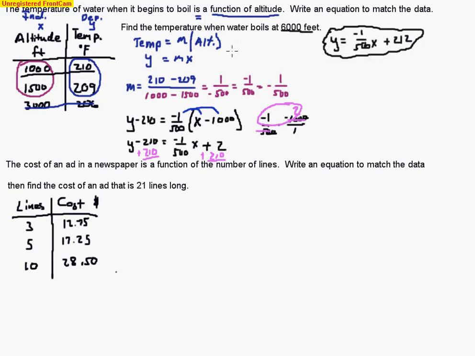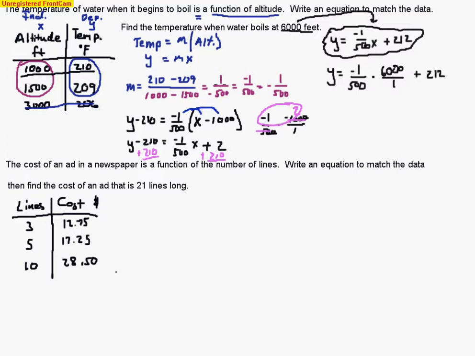Well, feet represents altitude. Altitude is the independent variable, so it doesn't matter what number of feet we pick. We can pick any number here, but the temperature at that elevation is dependent on that elevation. So we substitute this 6,000 in for x. It's negative 1 over 500 times, and this is what we're substituting, that 6,000. I'll write that as a fraction, 6,000 over 1, plus 212.